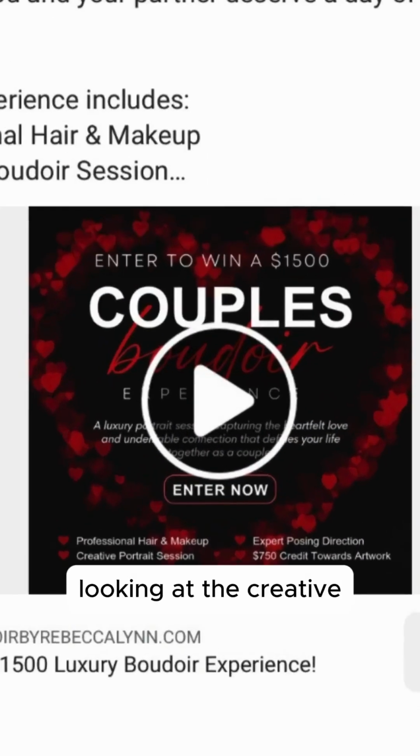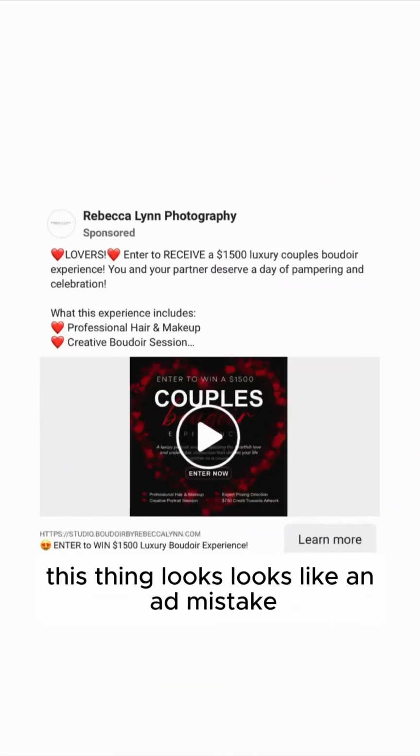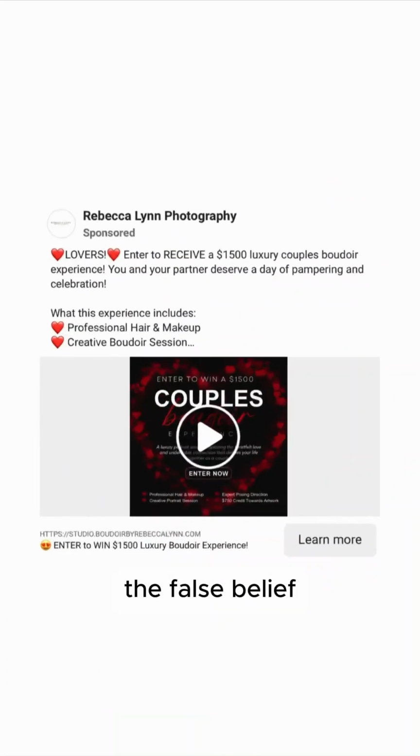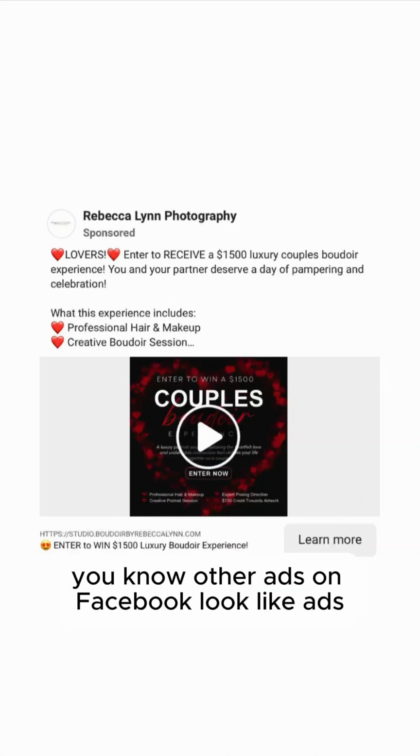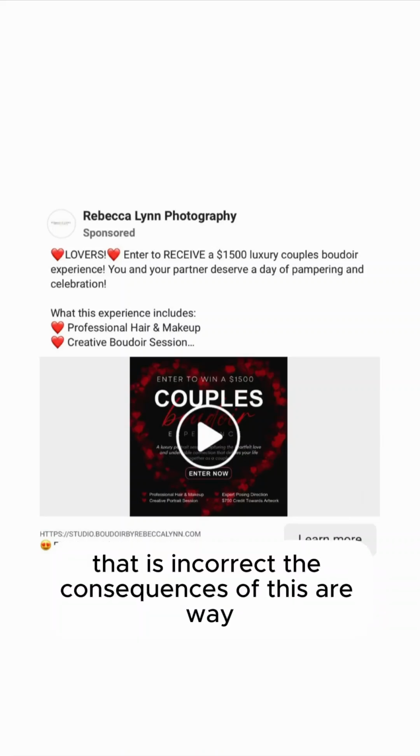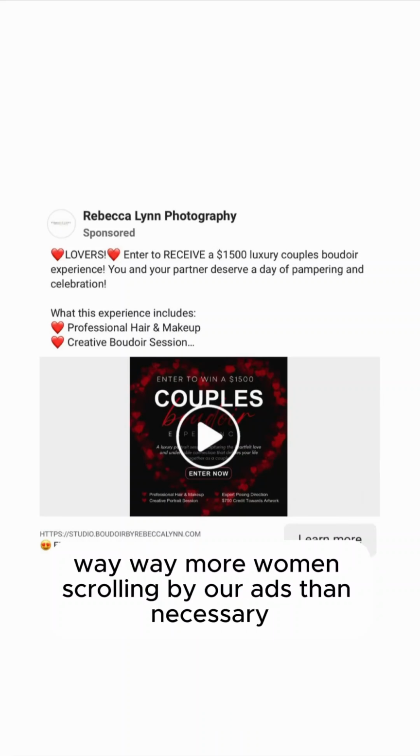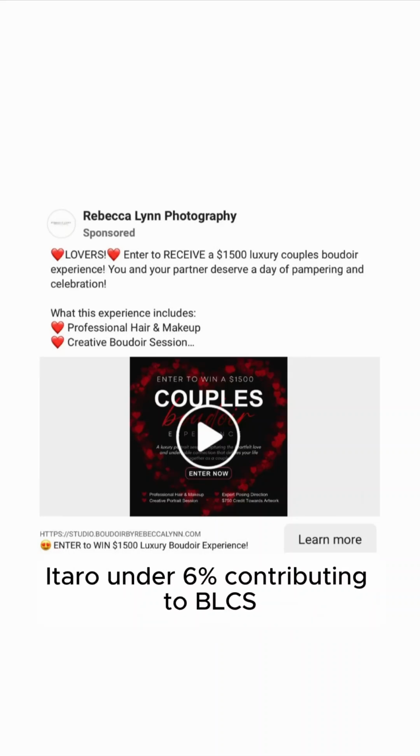Looking at the creative, this looks like an ad mistake. The false belief that caused us to make this mistake is we actually believe that ads should look like ads because that's what we've seen. Other ads on Facebook look like ads. That is incorrect. The consequences of this are way, way, way more women scrolling by our ads than necessary and pulling our unique CTRL under 6%, contributing to BLCS, boudoir low click syndrome.